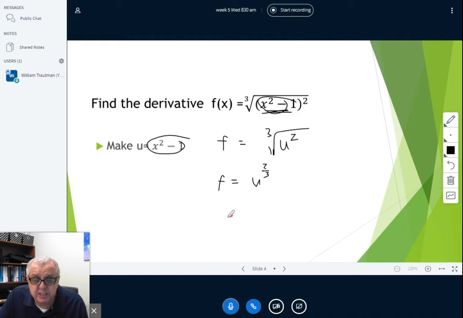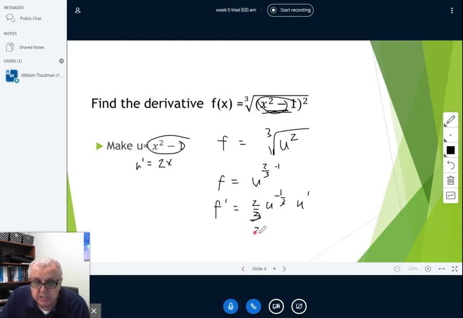Well, I can take the derivative of this. The derivative of this equals 2/3 u, and if I subtract 1, 2/3 minus 1 is a negative 1/3. And don't forget, you have to take the derivative of u after that. That was part of that formula. So the only thing left now is to plug everything in. If this is u, then u prime, the derivative of u, is 2x.